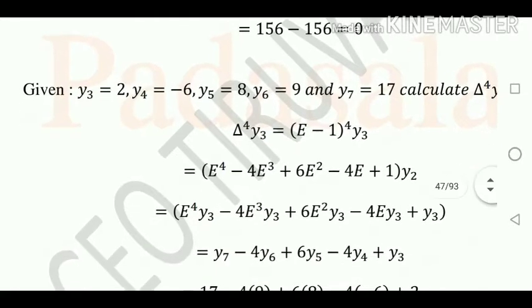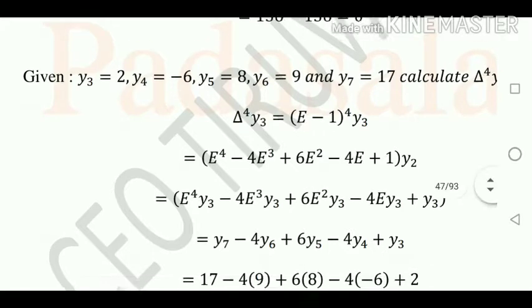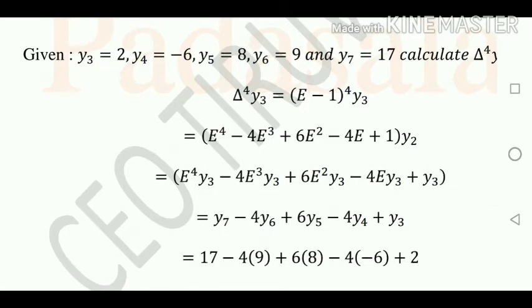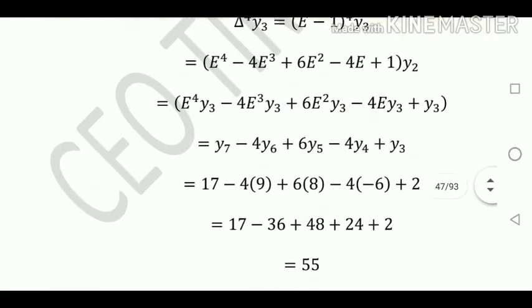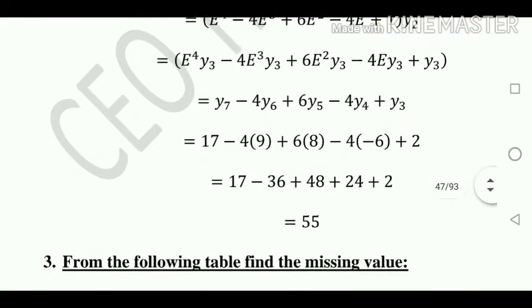So the formula is E⁴ minus 4E³ plus 6E² minus 4E plus 1, into y3. If you multiply by y3, we get E⁴ y3 minus 4E³ y3 plus 6E² y3 minus 4E y3 plus y3. The values are y3 equal to 2, y4 equal to minus 6, y5 equal to 8, y6 equal to 9 and y7 equal to 17, given in the question itself. After substituting these values we get the answer 55. This is the answer for that question.